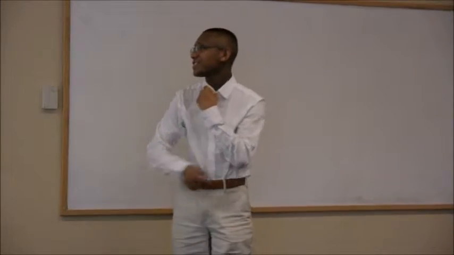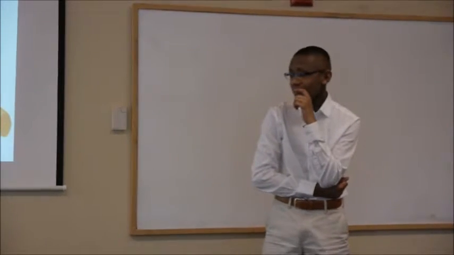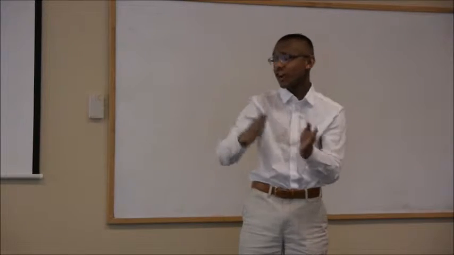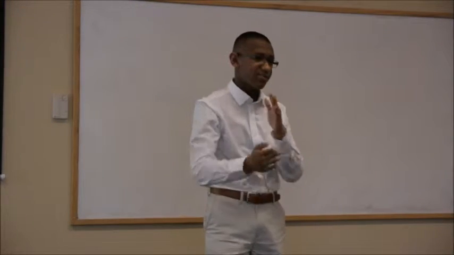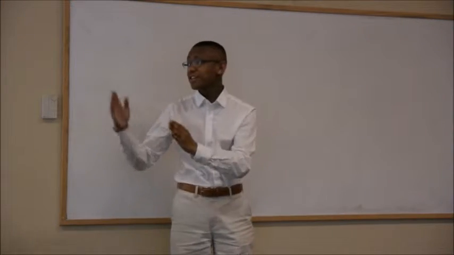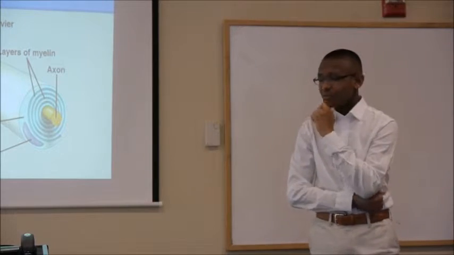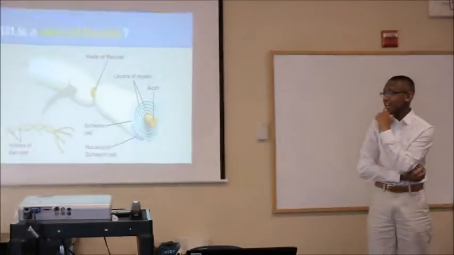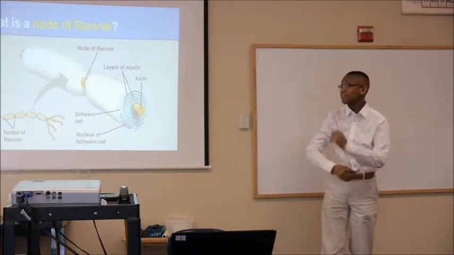Okay, so myelin sheaths insulate the axon from the rest of the brain. This actually helps the ions move across the axon faster than they would normally, and prevents crosstalk between different neurons. Scientists gave a fancy name to the gaps between myelin sheaths. It's known as the node of Ranvier.